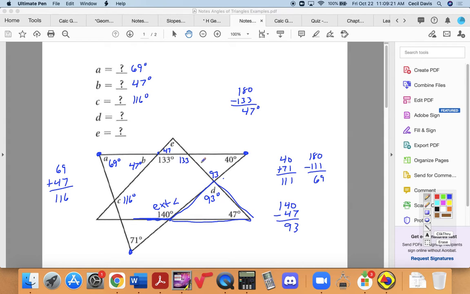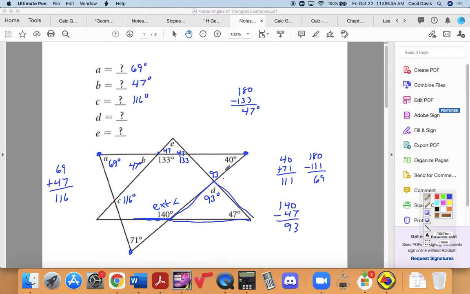And then 180 minus 133 is 47. Oh, hey, look, those two are the same. So it's 47. So angle E, we have two ways to find it. You can find it in one step, or you can find it in 2 steps. See if you can figure out how to find it in 1 step.